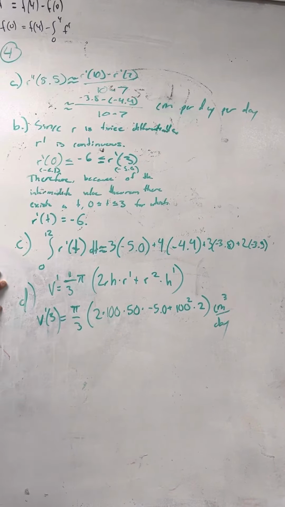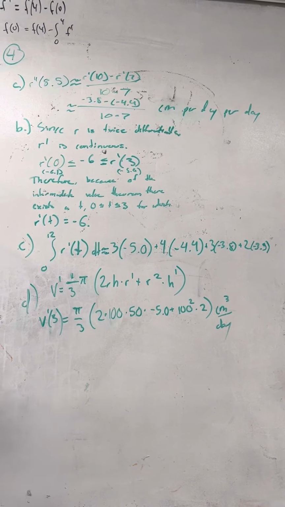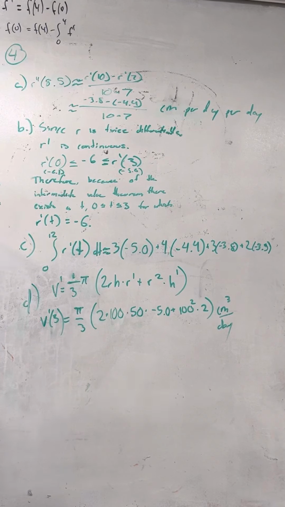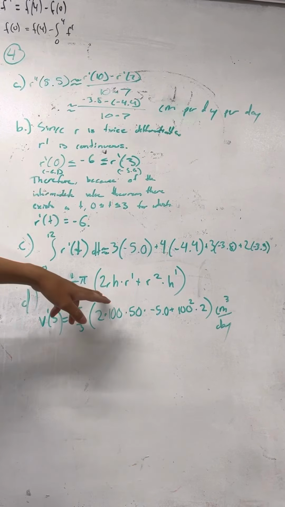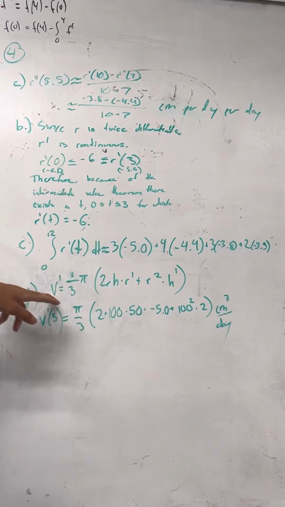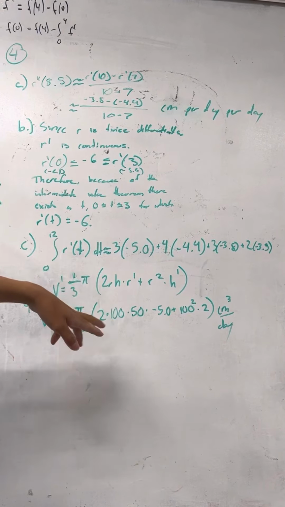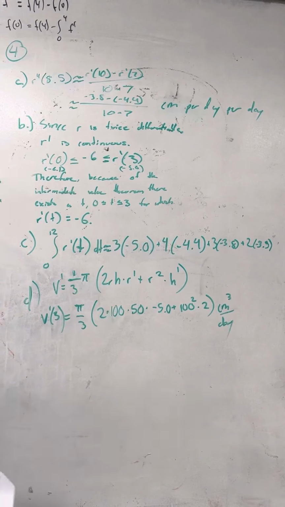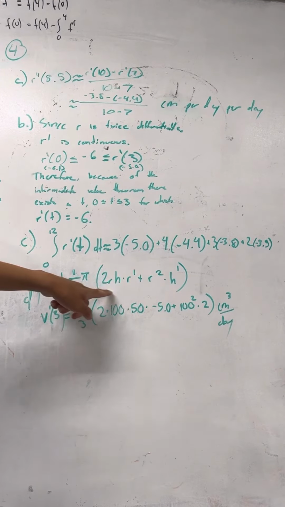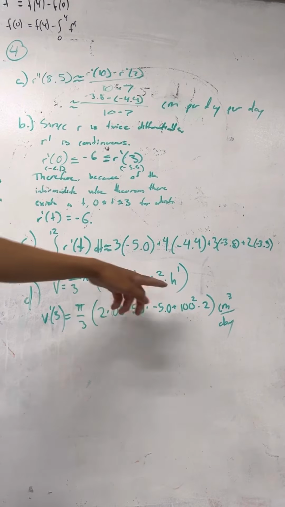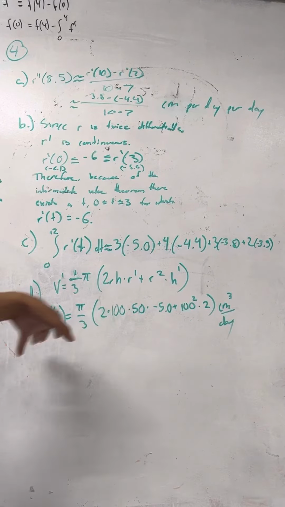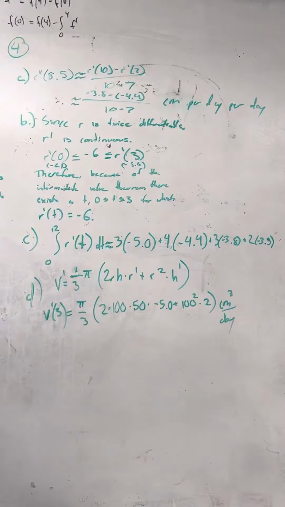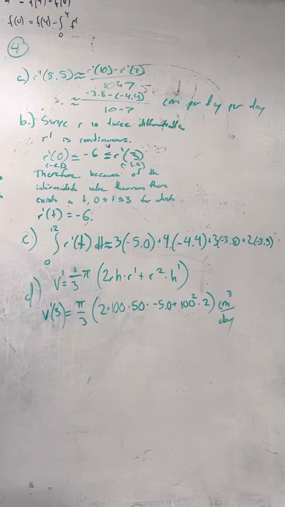And then for D, it's just related rates. You just take the derivative of the volume function and you use chain rule and product rule to get this equation right here. You use chain rule because r is a function of t, so you have to use that. And then they give you all the values for the radius, the rate of change of the radius, the height, and the rate of change of the height. So you just plug it all in, don't simplify it, and then just remember to add the units like they ask, which is cubic centimeters per day.